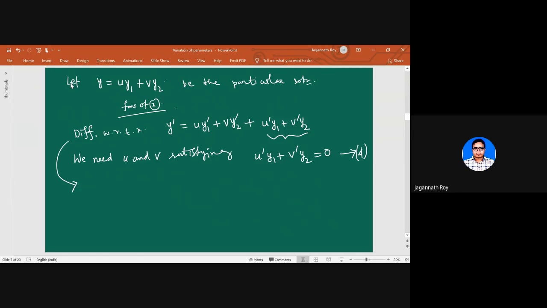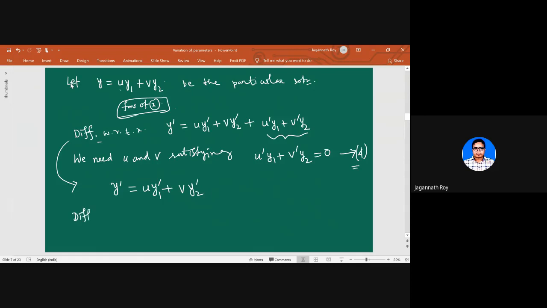Then from here we will get y dash equals u into y1 dash plus v into y2 dash. Since these are unknown parameters, we need to calculate them. So we need two equations for the two unknowns, a two-variable, two-equation system. So this would be one equation. The other equation, let us see how to get it.